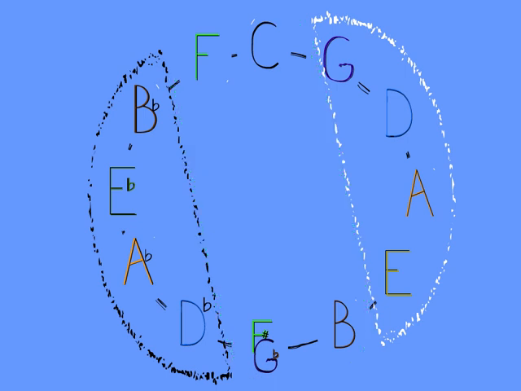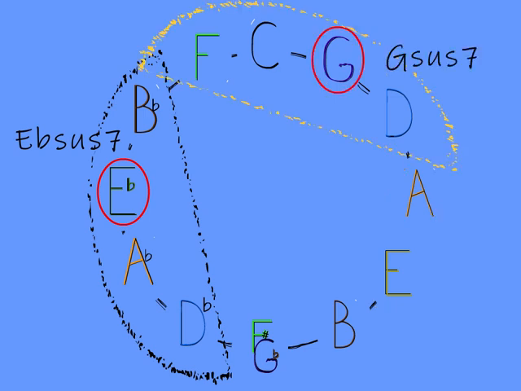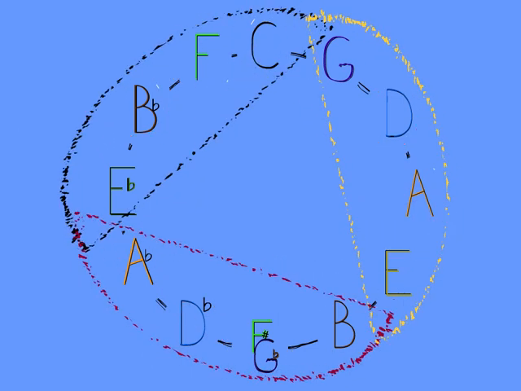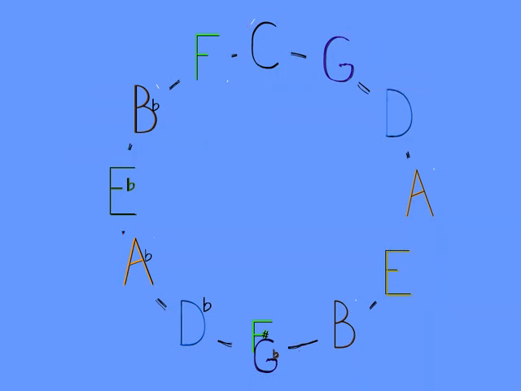These 4-note groupings are sus chords, and the 2 tritone notes are the root notes of the chords. This is E flat sus 7, and this is A sus 7. Of course, you can also divide the circle up this way and get 3 sus chords, or all 12 if you shift the pattern. The last pattern of 8 we'll look at is the bebop scale.